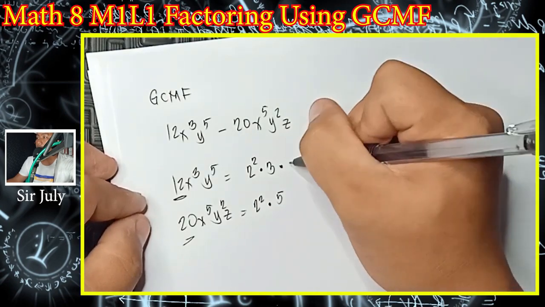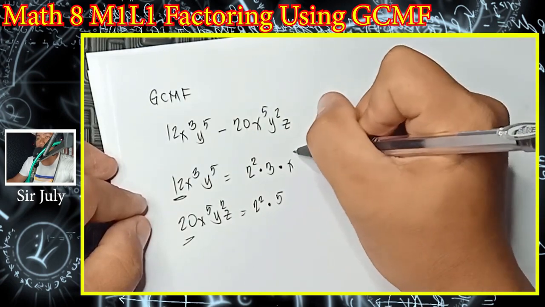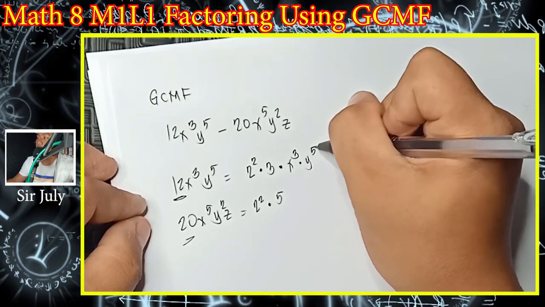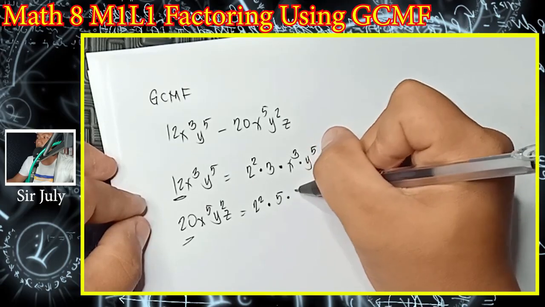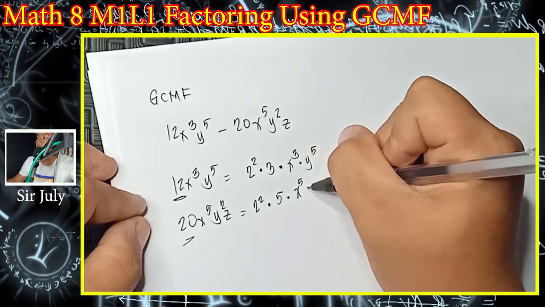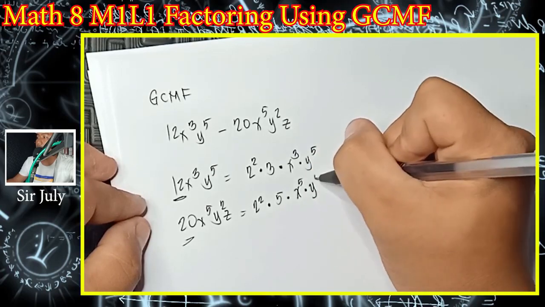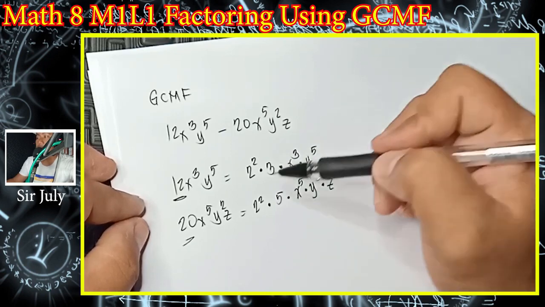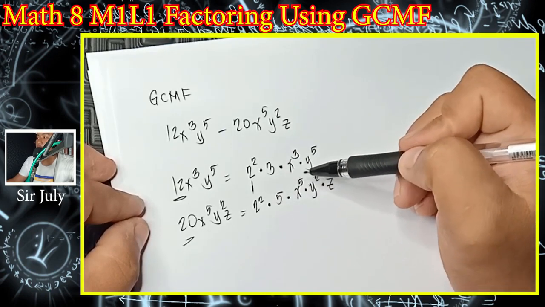Sulat natin, x cubed. This is the short method, by the way. Times y raised to 5. 5 times x raised to 5 times y squared times z. So, sinulat na natin na ganyan. Hindi na natin sila iniisa-isa kasi mamaya i-explain ko.